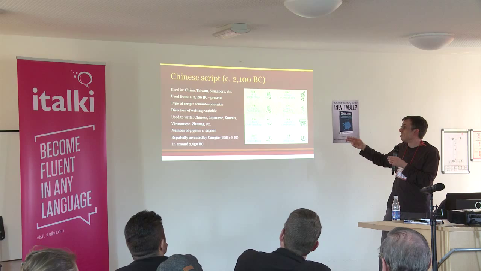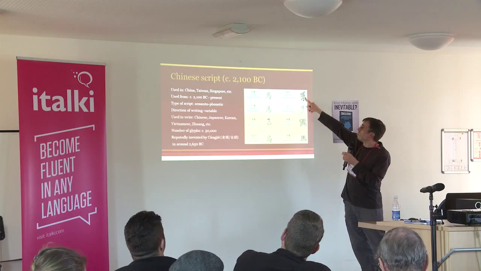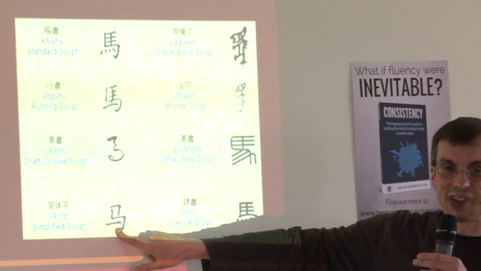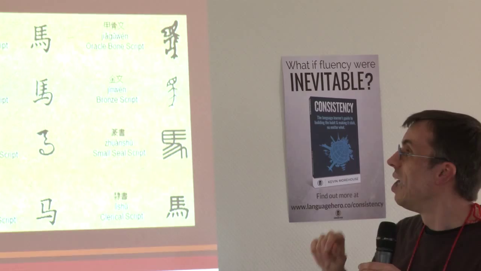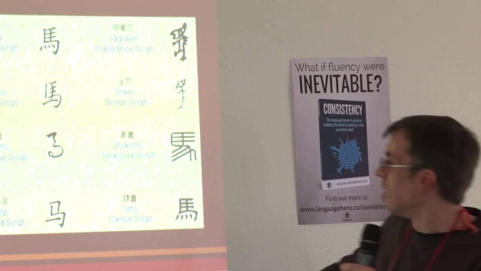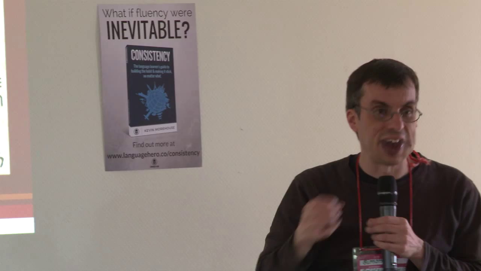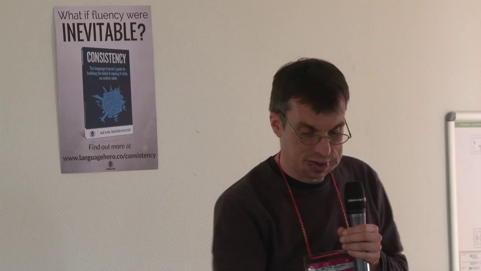So the original symbols were like pictures. So this is a horse. And you can see how it became more and more stylized, and it got flipped around, and eventually you ended up with this, which looks nothing like a horse. And this is Ma. So these scripts are still used regularly. And this one, to some extent, in some fonts, you can get that. This one is used on name seals. So instead of signing things in China, they have a carved chop, they call it, and they use these kinds of characters on them.